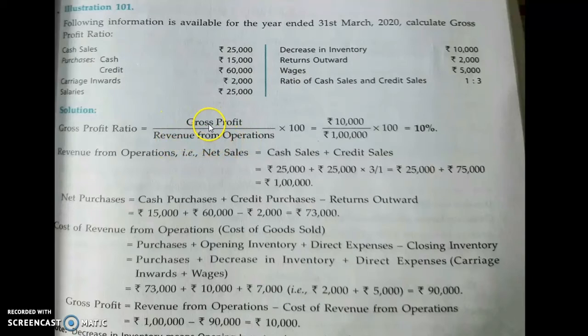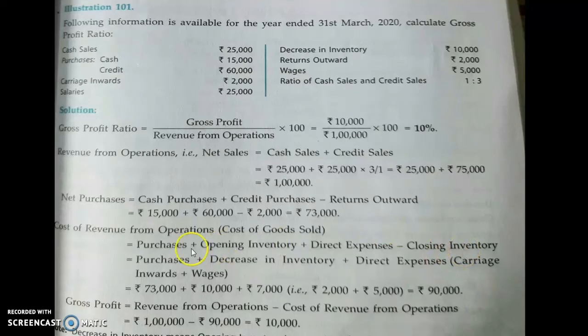Now for gross profit. What is the formula? Revenue from operations minus cost of revenue from operation. So for calculating gross profit, you got revenue from operation from the previous working note itself. Now for cost of revenue from operation, you have to use another formula. Cost of revenue from operation, also known as cost of goods sold, is equal to purchases plus opening inventory plus direct expenses minus closing inventory.